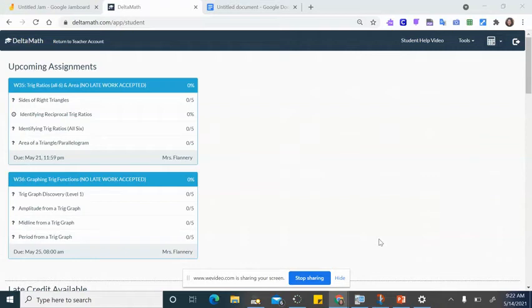Okay, so after you watch the video and take the notes about trig ratios and area, then you can come in here and work on that assignment on Delta Math. After you finish those two, then you can work on graphing trig functions. So here we go. I'm going to show you how to do a few of these.